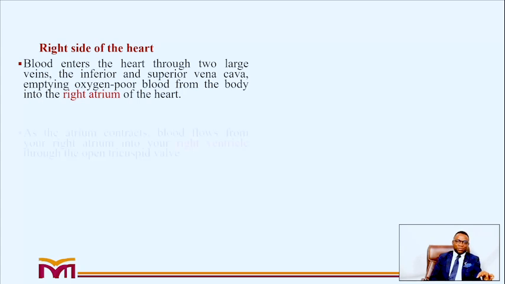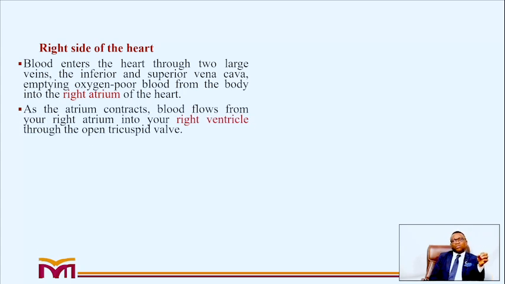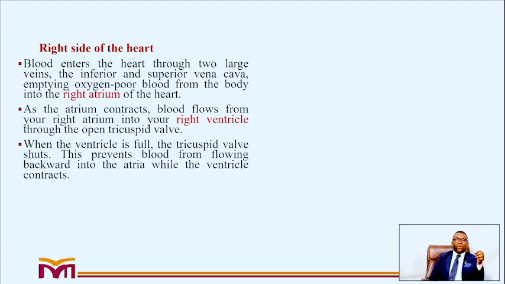As the right atrium contracts, blood flows from the right atrium into the right ventricle through the opening of the tricuspid valve. The blood that is in the right chambers of the heart is deoxygenated blood. Now, when the ventricle is full, the tricuspid valve will close. The closing of this tricuspid valve prevents the blood from flowing backward into the atria while the ventricle contracts.